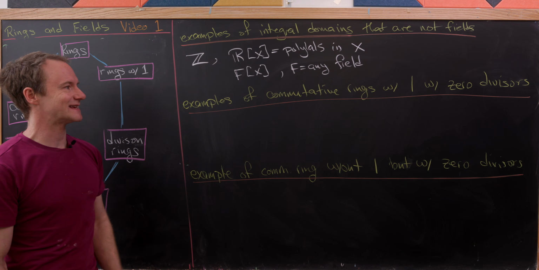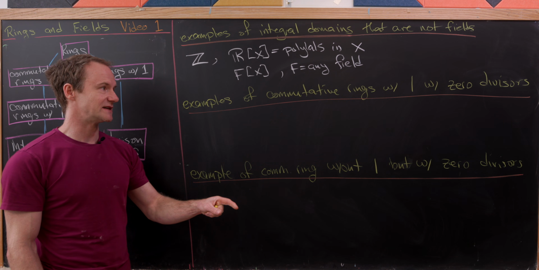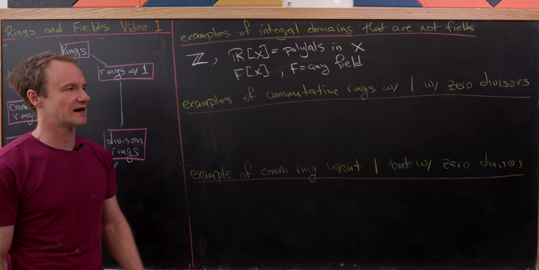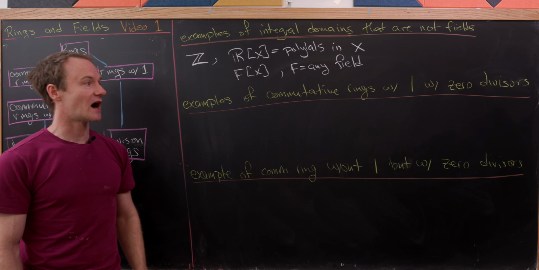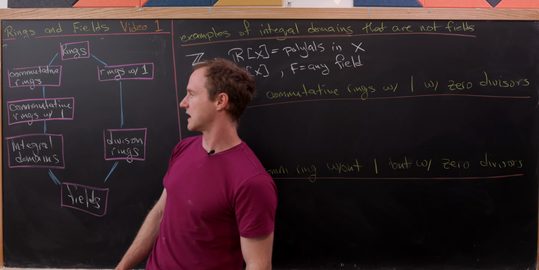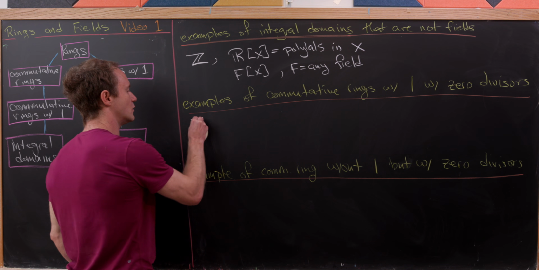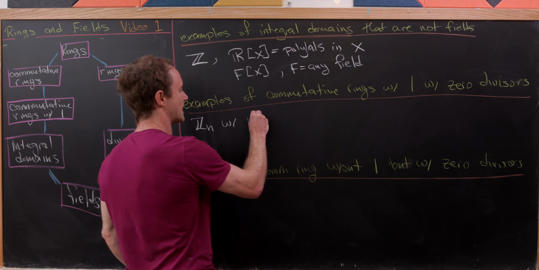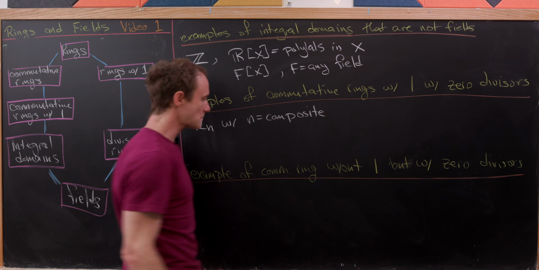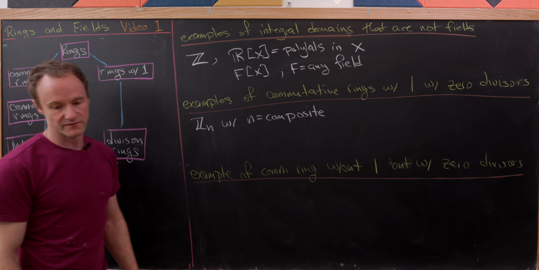Okay, so now let's look at examples of commutative rings with 1, in other words, commutative rings with identity, but with zero divisors. That means that they are not integral domains. So that would live right here in our diagram. And I think the canonical example here would be Z_n, where n is a composite number. And so let's maybe look at some examples of that.